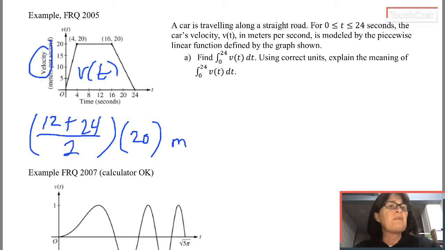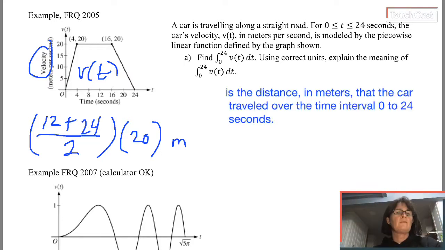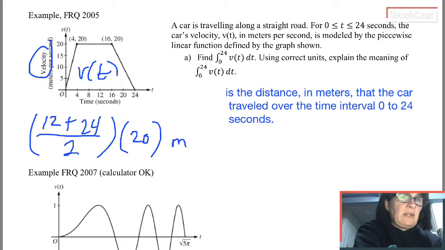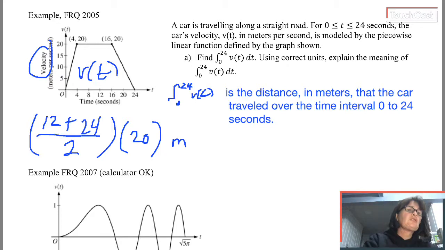And then can I explain the meaning of this? I'm going to type it up and then point out the 4 important pieces that your explanation needs to have. All right, so my typing tool can't create that integral, but I would write this integral. I've been asked to explain the meaning of the integral, so I'm going to say the integral from 0 to 24 v of t dt is the distance in meters that the car traveled over the time interval 0 to 24 seconds. So to get credit for an explanation like this, you absolutely need 4 parts.